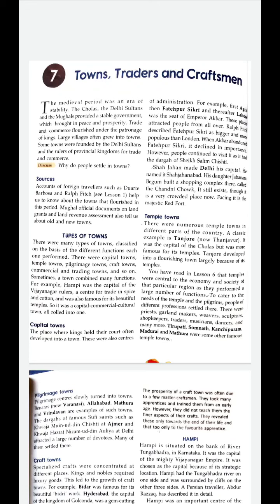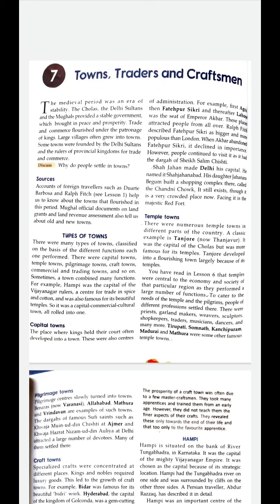Okay. So we all know that the medieval period was an era of stability, in which we will be talking about the Cholas, the Delhi Sultanate, and the Mughals, which provided stable government. Clear? So now let's start our chapter with the types of towns, and they are obviously classified. That is, every town is classified on the function that it performed.